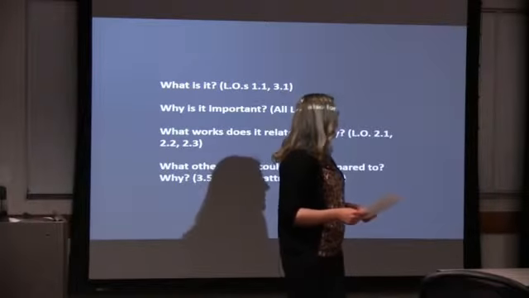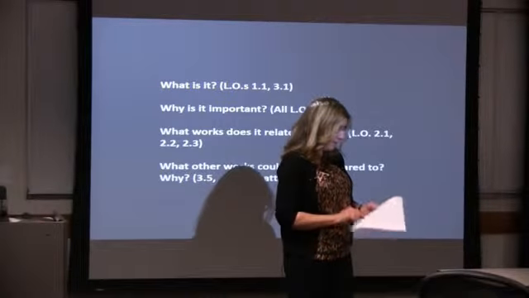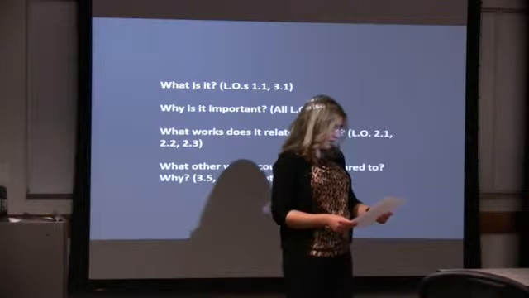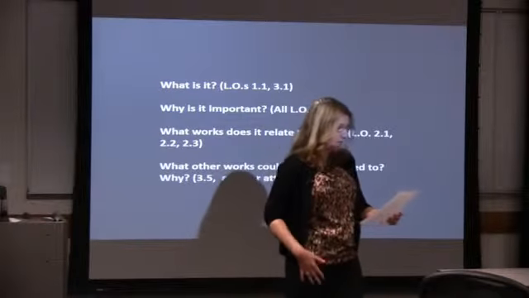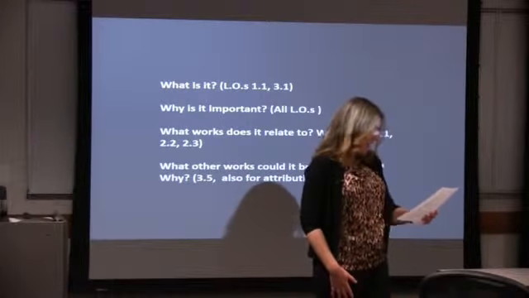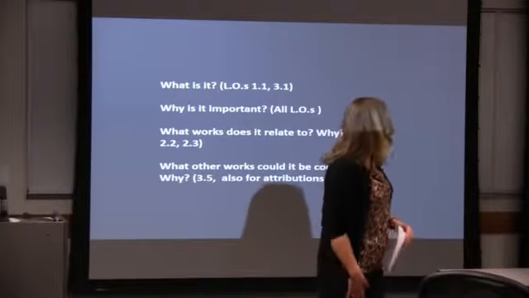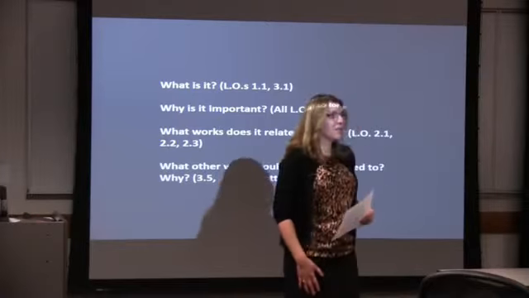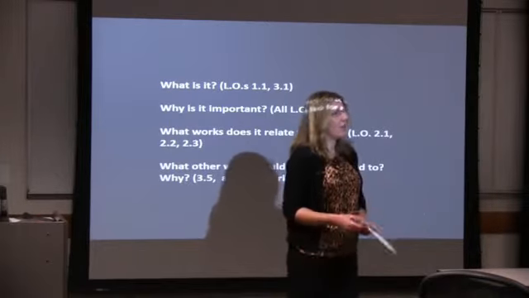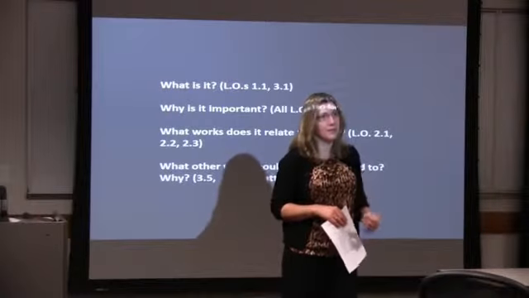So what is it, I think, is learning objective 1.1: students differentiate the components of form, function, content, and/or context of a work of art. And 3.1, students identify a work of art. Why is it important? Well, that could be anything on this list of learning objectives, anything about this work that makes it significant.